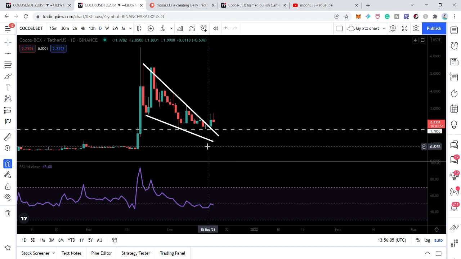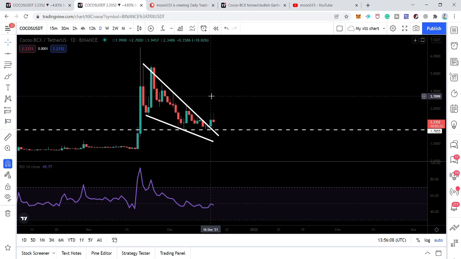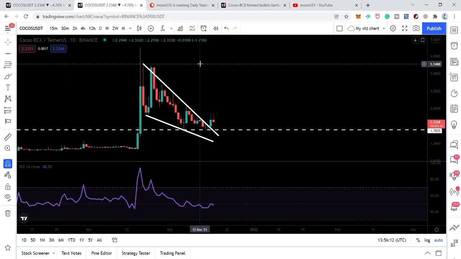Now, our next expected target can be here approximately at $3.80. And the final target can be here approximately at $5.35. So this was the update so far.